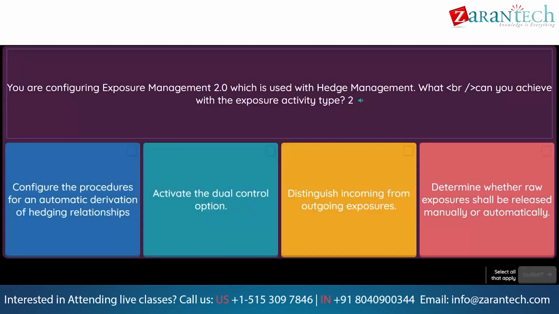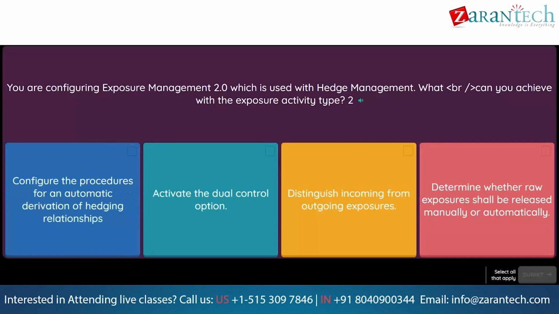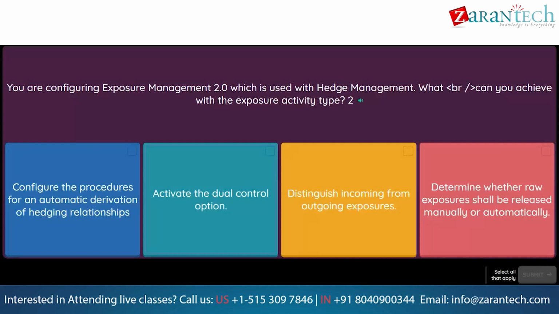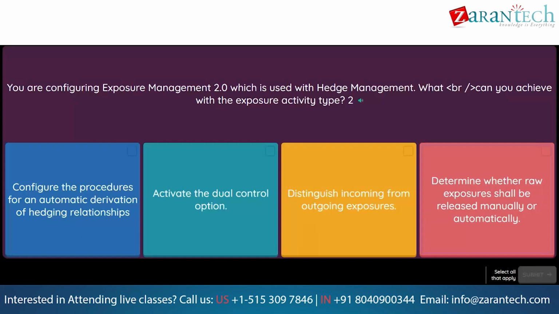Question: you are configuring Exposure Management 2.0, which is used with hedge management. What can you achieve with the exposure activity type? Select 2. Option 1, configure the procedures for an automatic derivation of hedging relationships. Option 2, activate the dual control option. Option 3, distinguish incoming from outgoing exposures. Option 4, determine whether raw exposures shall be released manually or automatically.